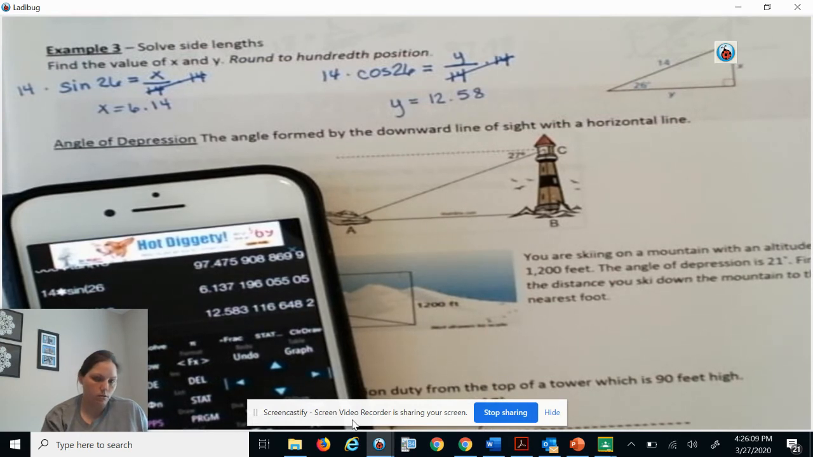Okay, so on almost all of these sine, cosine, tangent functions, you're always going to get a decimal. Hardly ever do we get a whole number. So decimals are going to be commonplace.